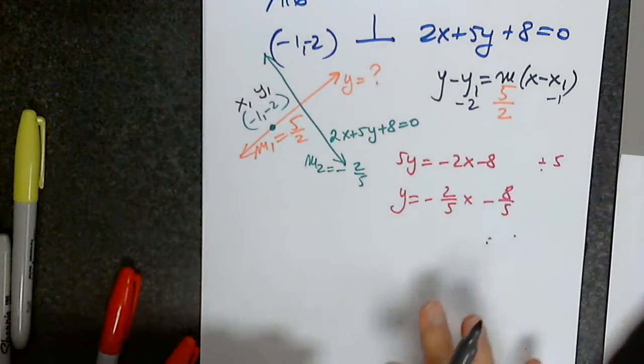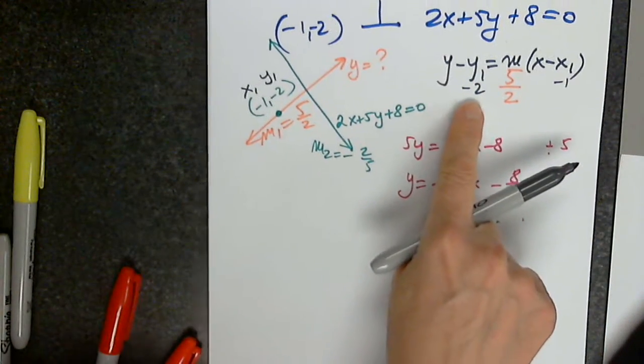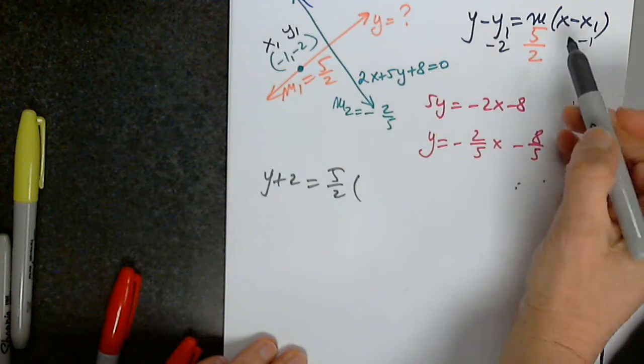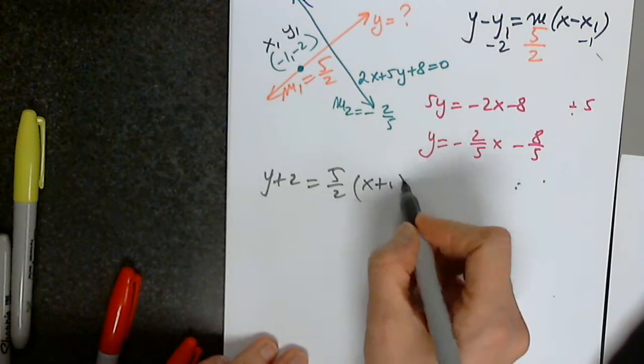So all I have to do is just plug it in. Y minus -2 is y plus 2. I have 5/2. X minus -1 is x plus 1.